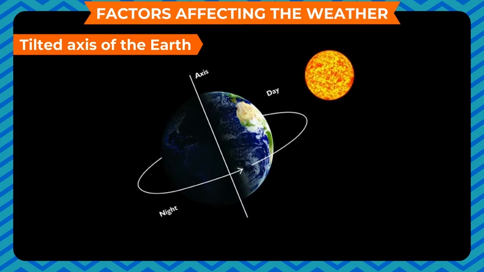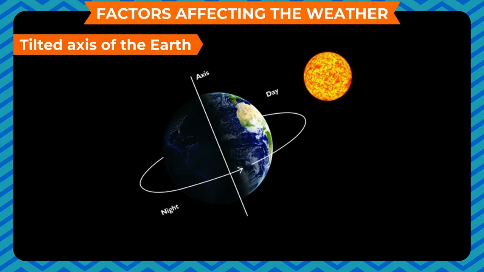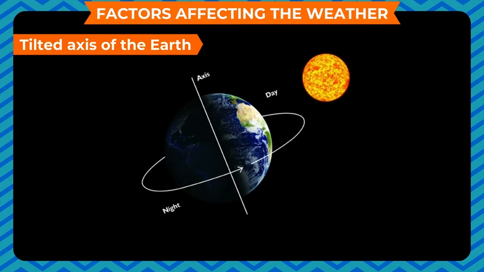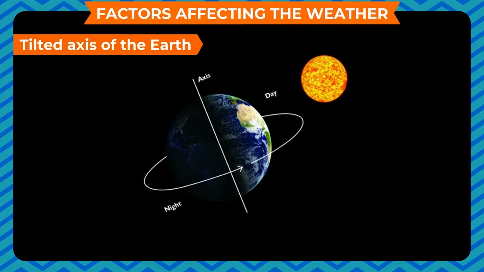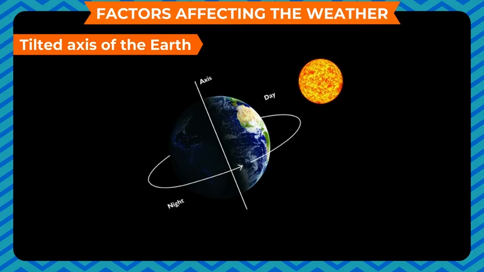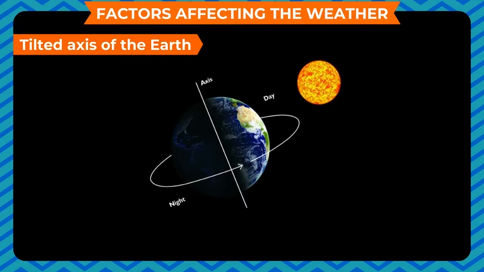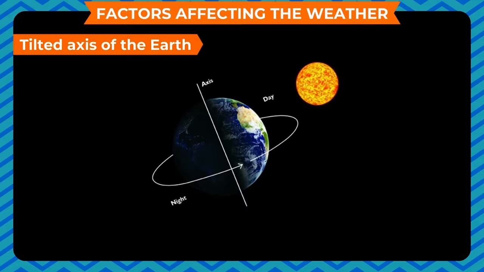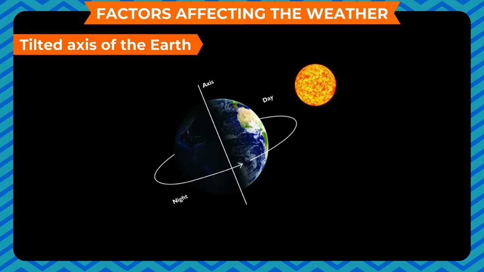As the earth revolves around the sun, after some time, the other part comes closer to the sun and has summer. Thus, the earth rotates on its tilted axis as well as revolves around the sun.